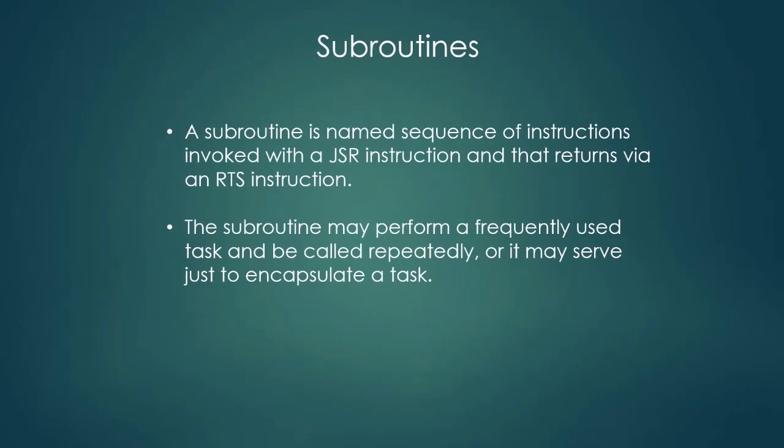Now here we are talking about subroutines, the word subroutines, in the context of the 6502 and the DasmJS assembler. A subroutine is a named sequence of instructions that you invoke with the JSR instruction and you return with an RTS instruction, RTS being return from subroutine. The subroutine may perform a frequently used task and be called repeatedly, or it may just have code that you want to encapsulate.